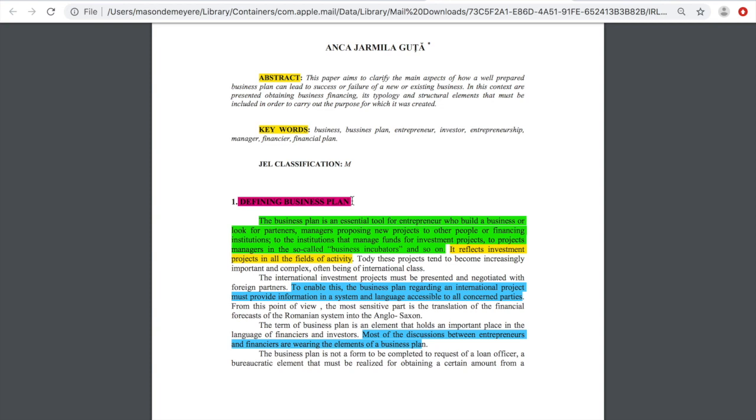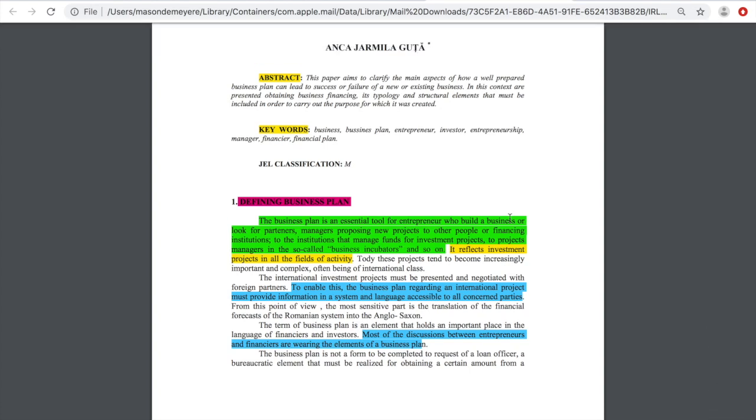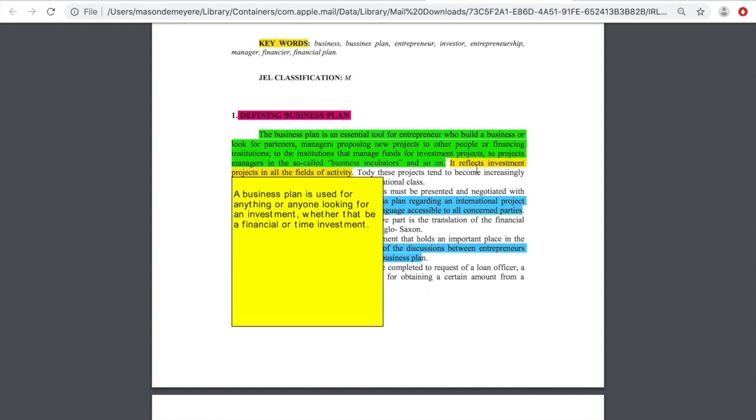Getting into it, I started by highlighting my section titles, like this one, defining business plan, in this magenta color. I did this because these are important to tell you what you're reading. So here in green we have main ideas. There are a couple more sentences in green that aren't exactly main ideas. See, I just kind of ran out of colors. There were only 4 to choose from.